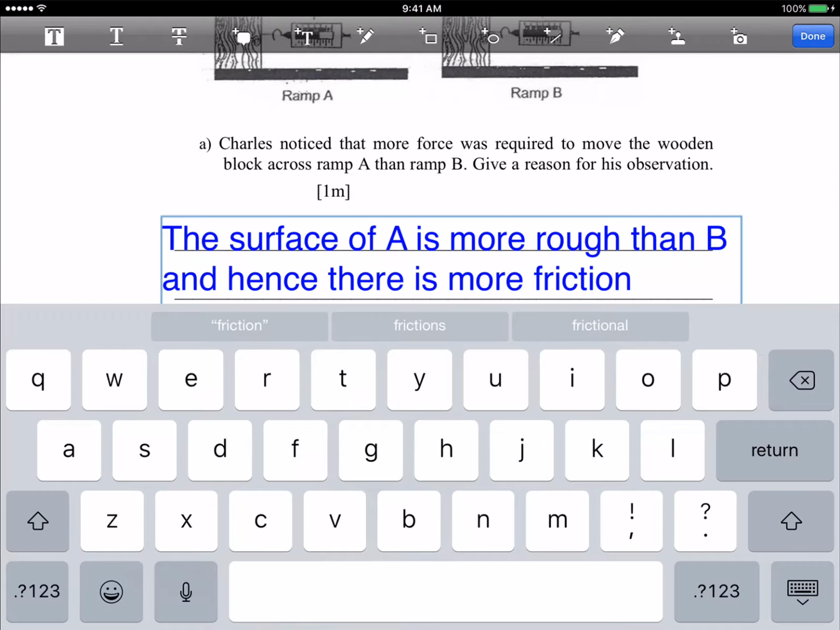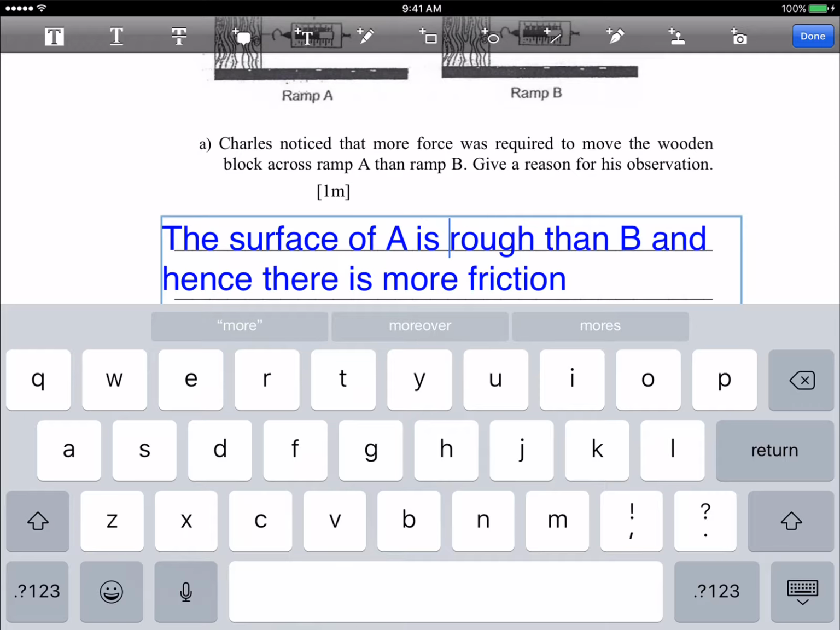More rough. Is that a word? Is it rougher? Is there such a word as rougher? Rougher.